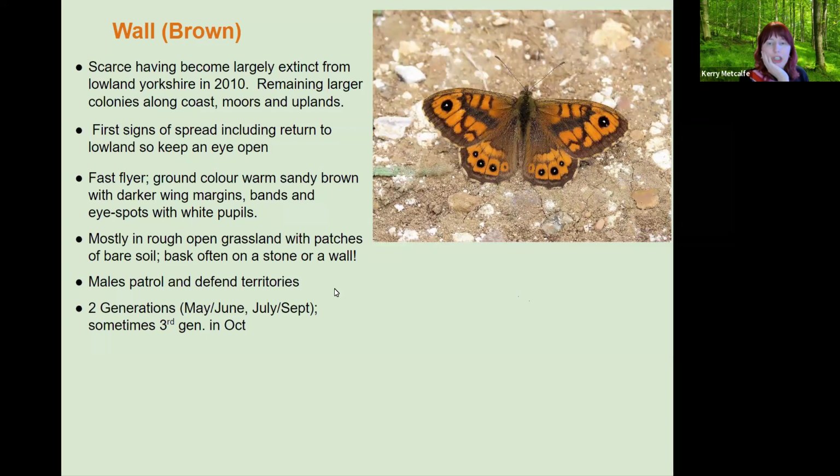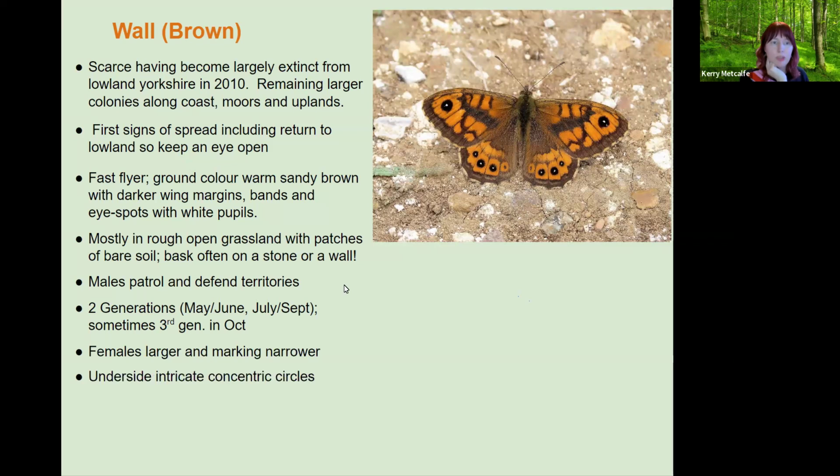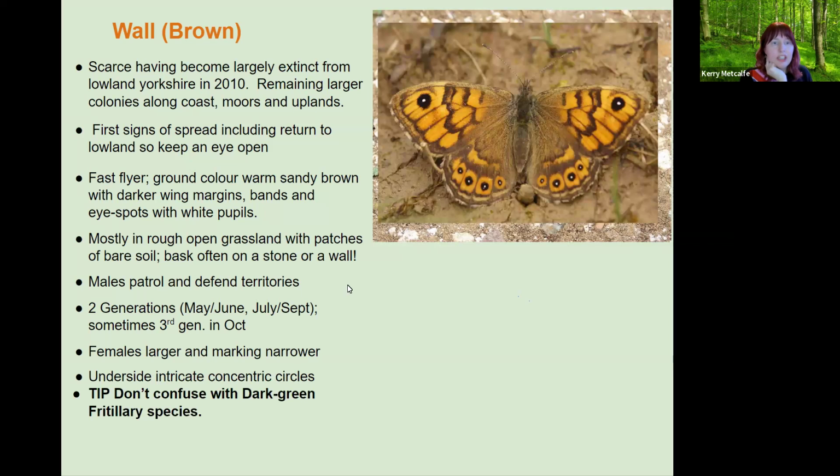So two generations. You'll first see them in May and June, and then again in July to September. And then occasionally, when we're really lucky, we might get a third generation in October. Females are larger and their markings are narrower, so that's quite a nice distinction.